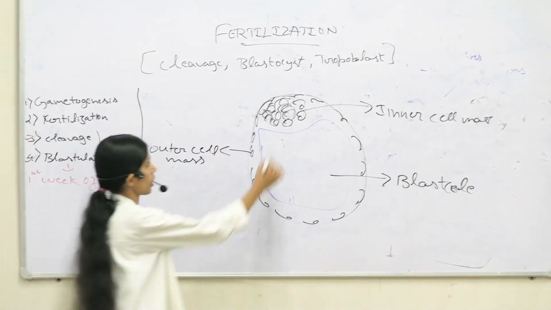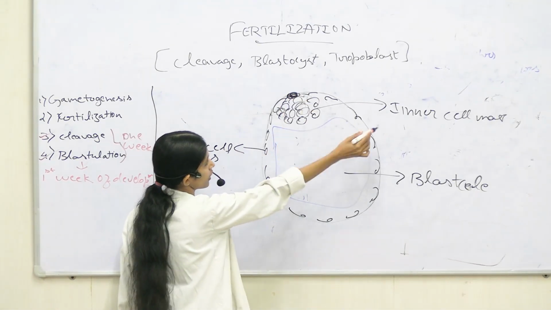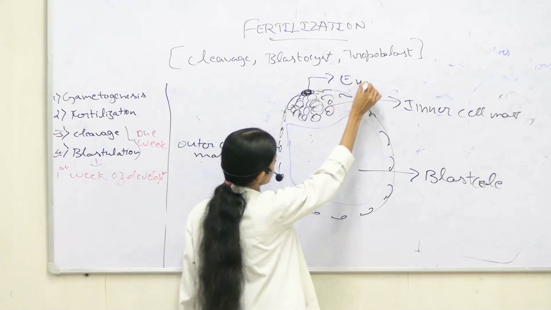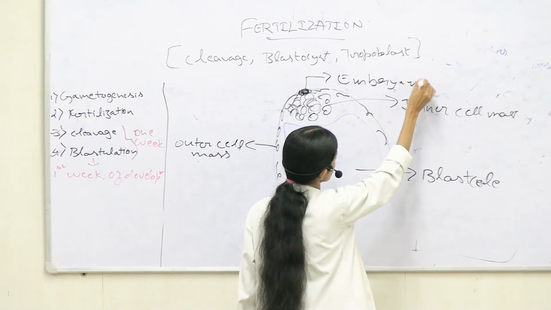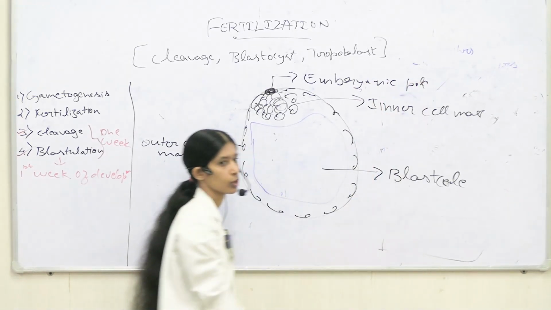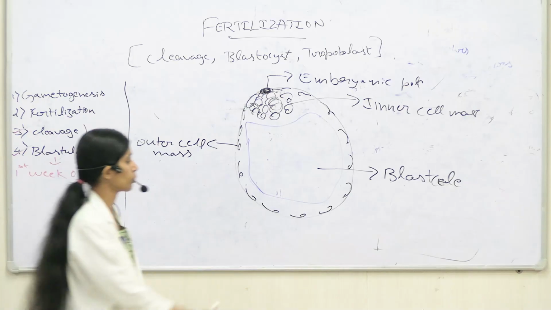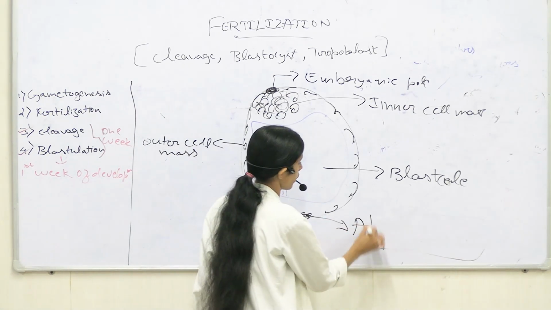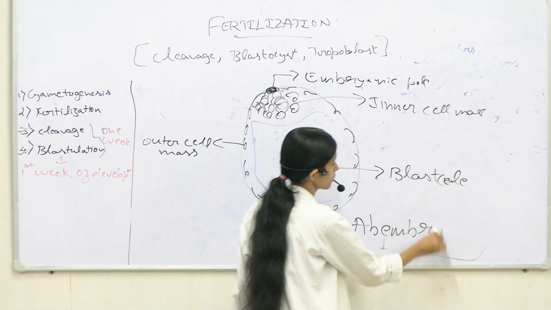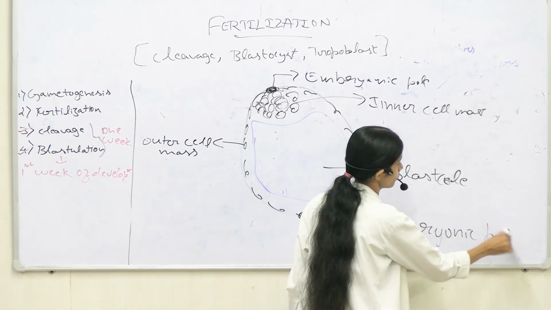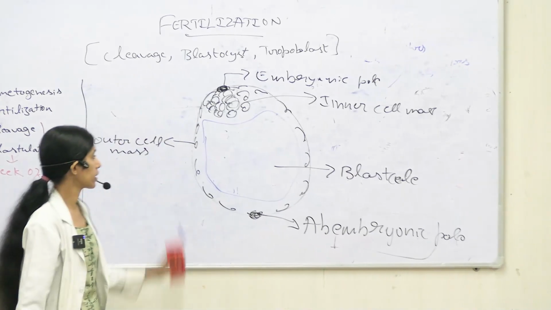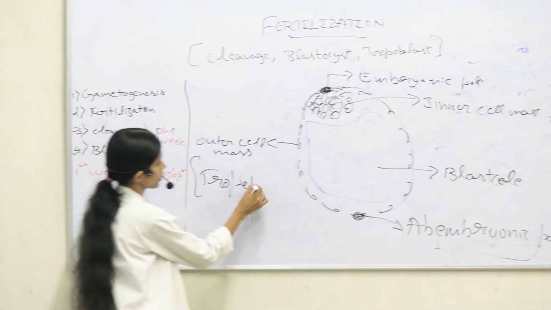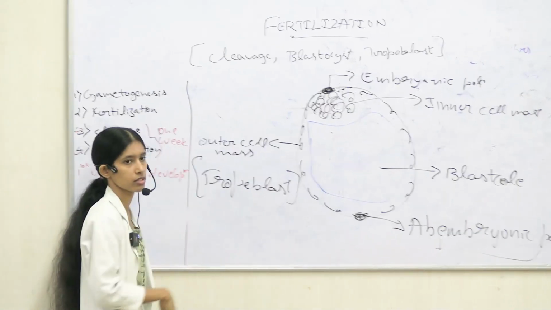Okay. So now this pole where your inner cell mass is attached, this pole is called as the embryonic pole. Embryonic pole. Okay. The opposite to this embryonic pole, that means this pole, they call it as abembryonic pole. This is called as abembryonic pole. Okay. The outer cell mass is also called as trophoblast. These are called as trophoblast.